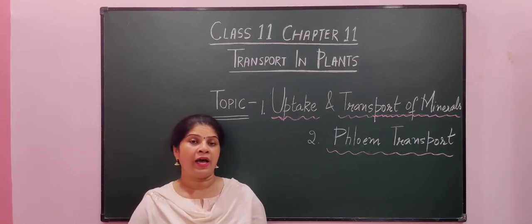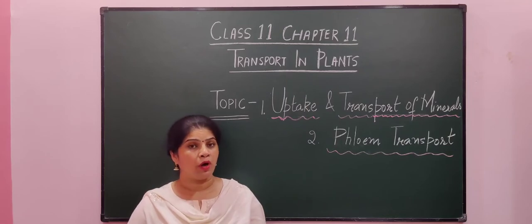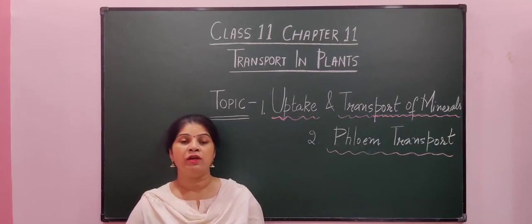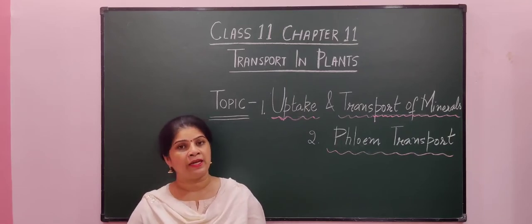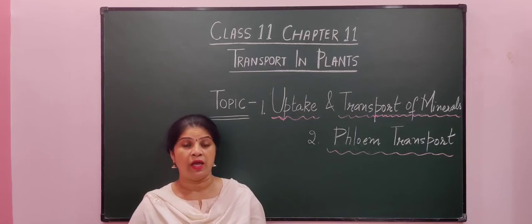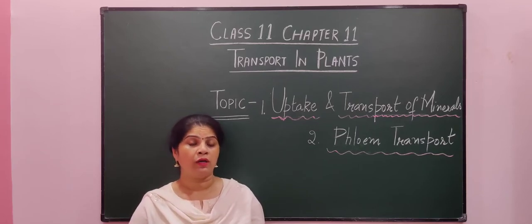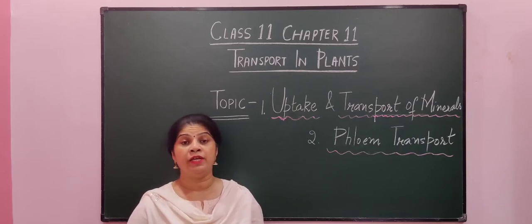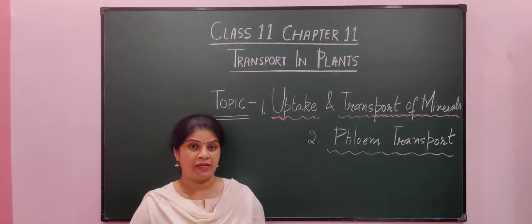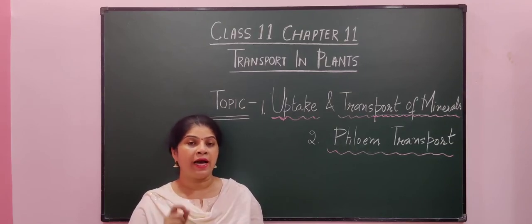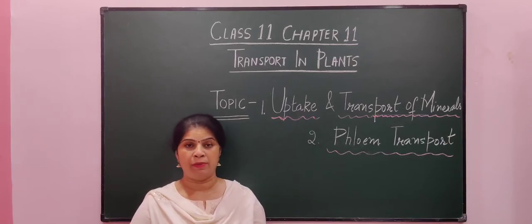Students, mineral ions are also absorbed by two ways like water. One is passive absorption and another is active absorption. But unlike water, all the mineral ions are not absorbed passively. Now, why are all the mineral ions not absorbed passively? First reason is this, that the mineral ions are charged particles and they cannot cross the cell membrane.